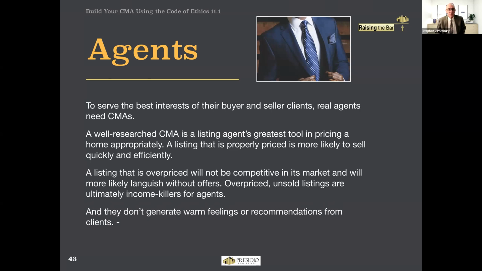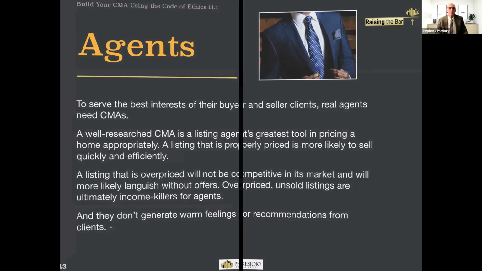Anyway, the other thing, of course, is that they don't generate warm feelings or recommendations from the clients. You tend to lose those people. And we've lost people like that, where we've gone at the price they've said because they didn't believe us, just to get the listing, and then it hasn't sold, and we've lost the listing, lost the sale, and lost the client. So try and make these CMAs work for you as clients.